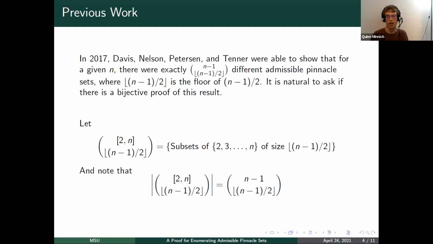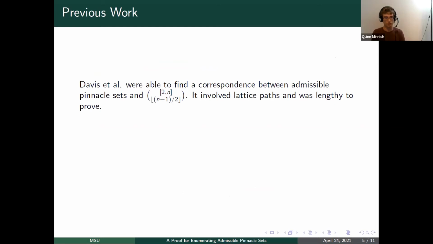Now, you may wonder, why are we doing 2 through n instead of 1 through n minus 1? And I don't really have a satisfactory answer to that. I suppose 1 is a little less interesting than n because 1 can never be a pinnacle value where n can. But essentially, you just need it to be this way for the bijection to work out. So I'm sorry if you want a better answer for why we're starting at 2, but that's why. All right, so onto this bijection.